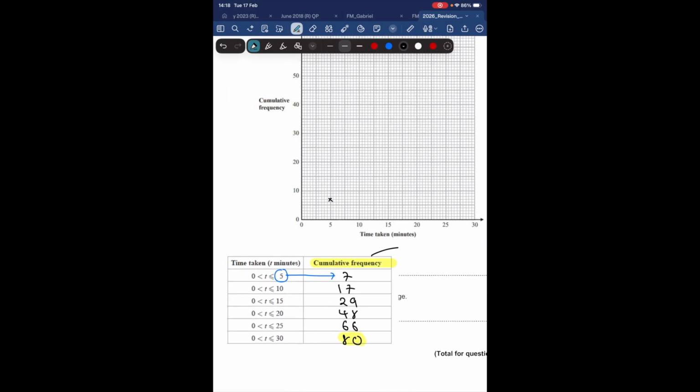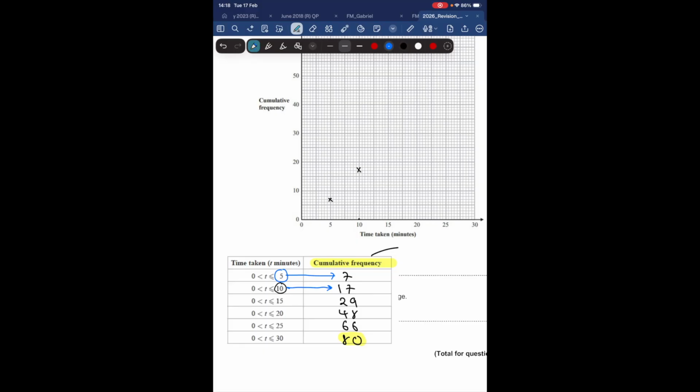The next point, we're going 10 across and then we're going 17 up. So we're going 10 across on time and going 17 across on the cumulative frequency. So 10 across and then 17 up, which takes us to about there.